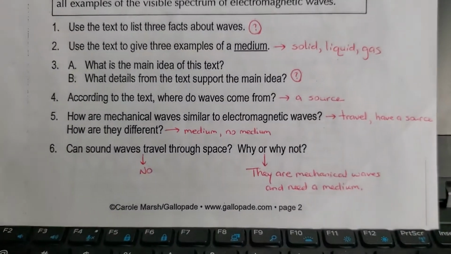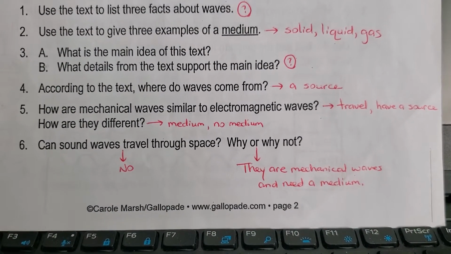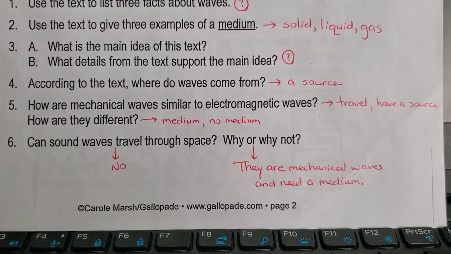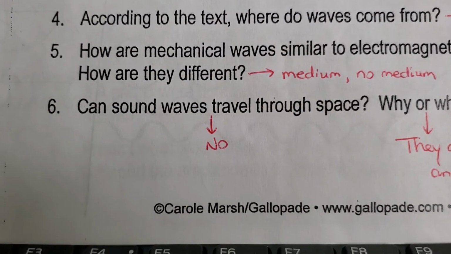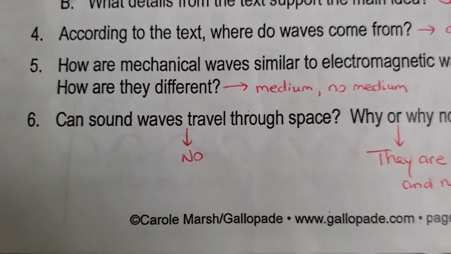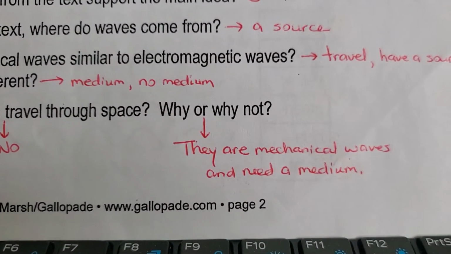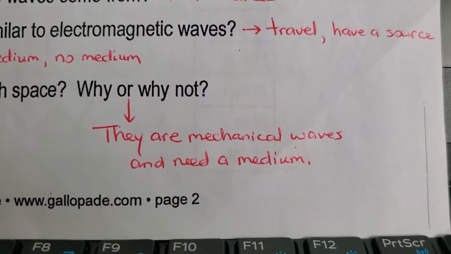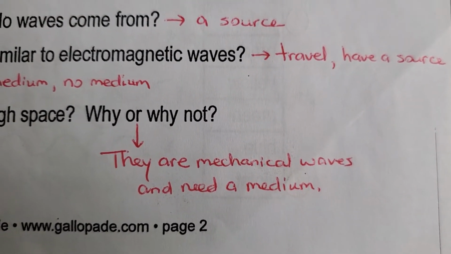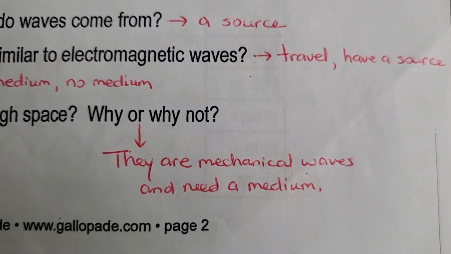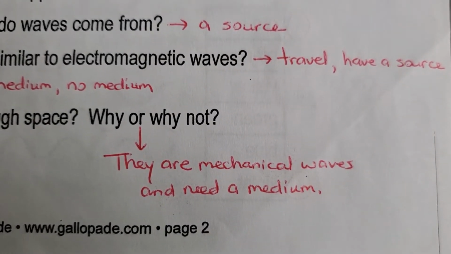Okay, here we go. Number 6. Can sound waves travel through space? The answer is, no, they can't. No. Why or why not? Well, sound waves are mechanical waves. And mechanical waves need a medium. If there's no medium, they don't make a sound.